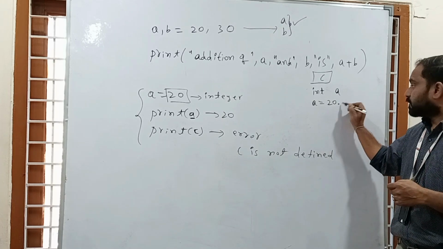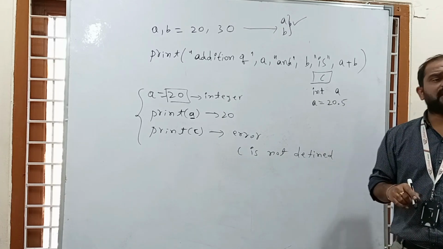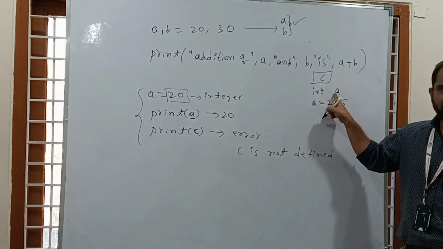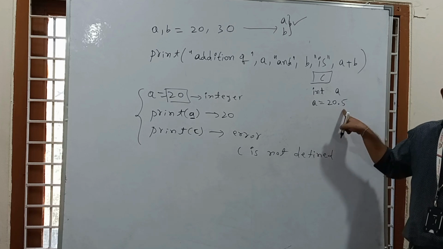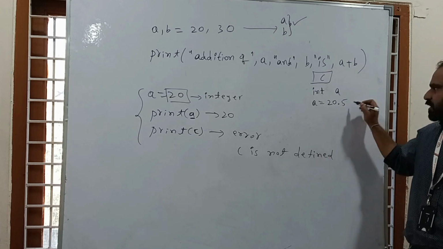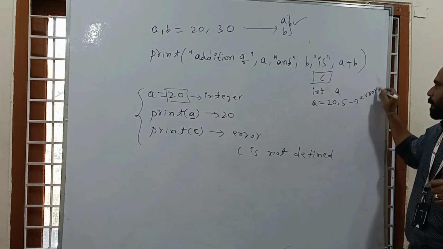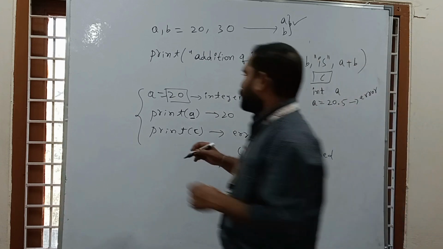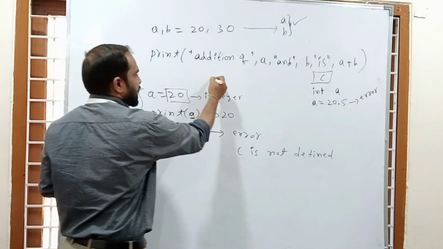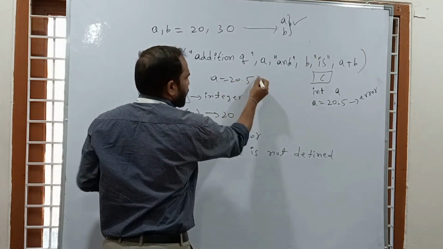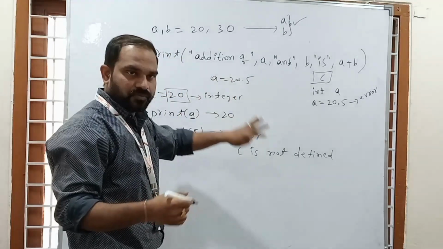After this, for example, if I have declared the data type of variable a as int, and you try to assign a floating point number, 20.5 is a floating point number, here you will get an error. But in Python, if you assign 20, the data type of a is integer. If you assign a equal to 20.5, the data type of a will become floating point.